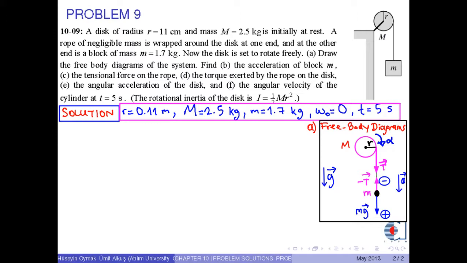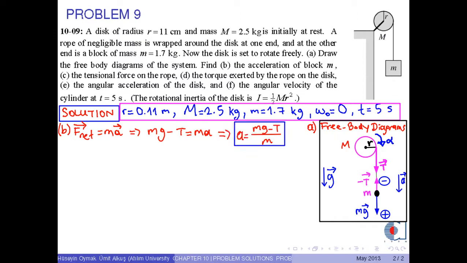In part B, to find the acceleration of block m, we utilize Newton's second law, which is F net equals m times a. Here, F net in the direction of a equals m times g minus T. And we find an expression for linear acceleration as a equals (m times g minus T) over m.